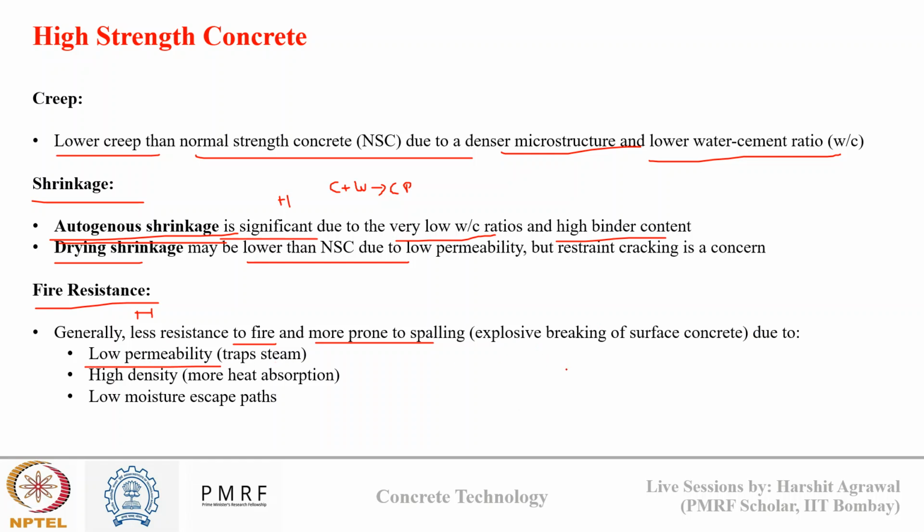So if there is fire inside, the steam won't be able to escape the concrete. It will be trapped inside. There will be more heat absorption by the concrete due to high density, and moisture won't have a path to escape the concrete. So due to dense microstructure, generally the only problem that a high strength concrete deals with is the loss in the ability of fire resistance. Apart from this, for almost all the durability properties, a high strength concrete performs better than a conventional concrete.